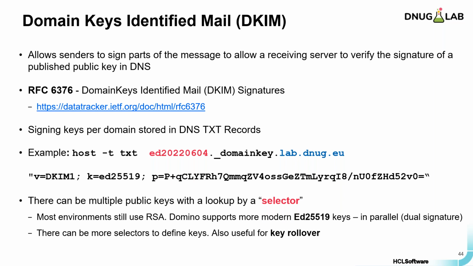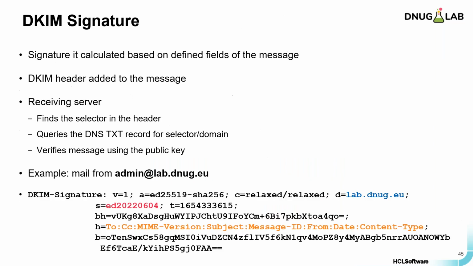The emails are signed on the mail router. It's a generic key for the whole domain. You can have more than one key. You can sign it, for example, with an ED key and also with an RSA key. Domino supports both for outgoing and incoming. And finally, it ends up adding a signature to your message. This is an actual DKIM signature, how it shows up in a message. In this case, an outgoing message.